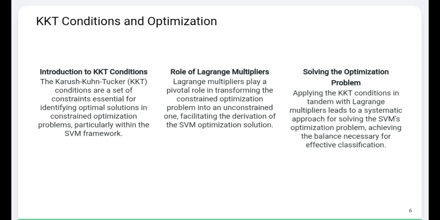And next is solving the optimization problem. Applying the KKT conditions in tandem with Lagrange multipliers leads to a systematic approach for solving the SVM's optimization problem, achieving the balance necessary for effective classification.